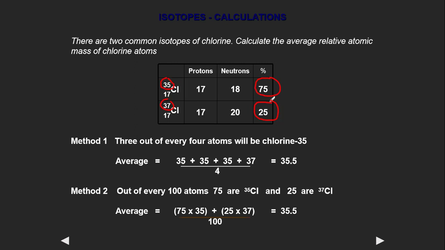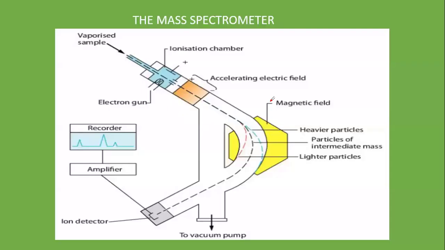Yes, it is. Okay. So this one is very simple. Now let's move on to what I call the mass spectrometer. This is the mass spectrometer. You can see the diagram is like a curved tube, a tube that is curved. Am I correct?